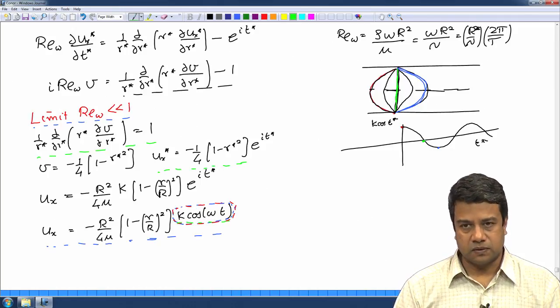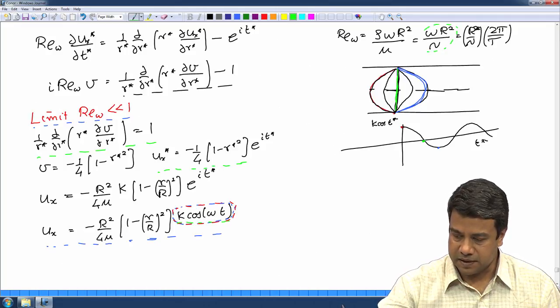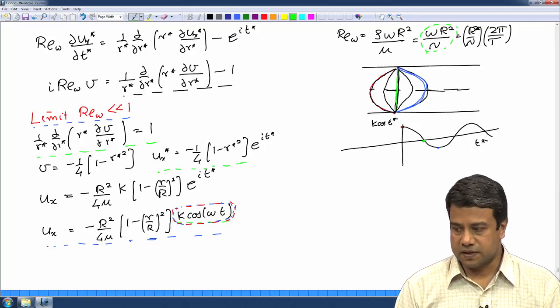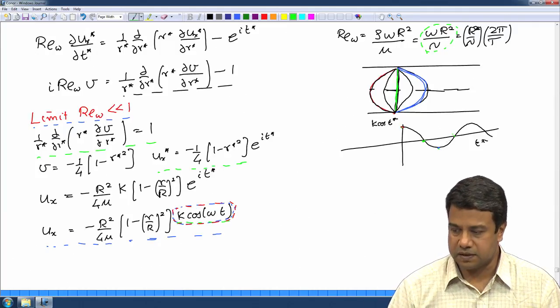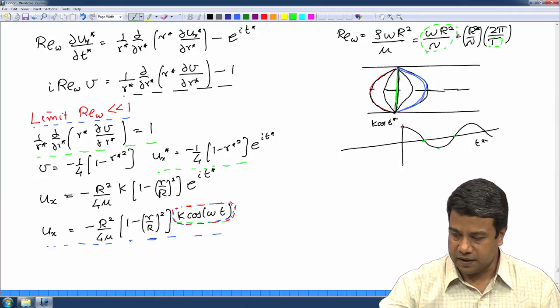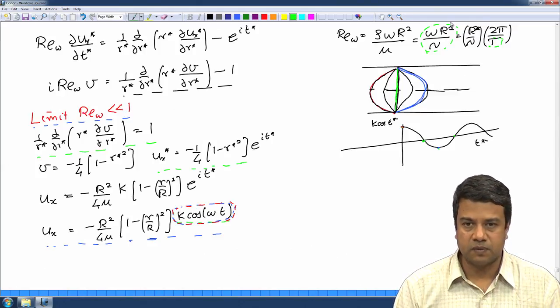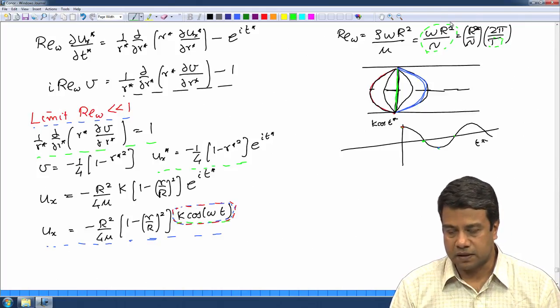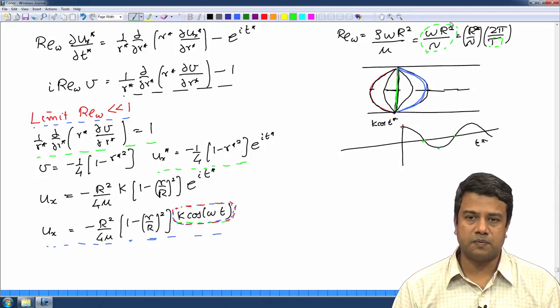When the Reynolds number is low, the Reynolds number can also be written as the ratio of two time scales. The frequency of oscillation is 1 over the time period of this oscillation. And this factor R squared by nu can be written as the diffusion time over a distance capital R. The diffusion time is R squared by nu. So, this is the ratio of the diffusion time over a distance R divided by the period of oscillation.